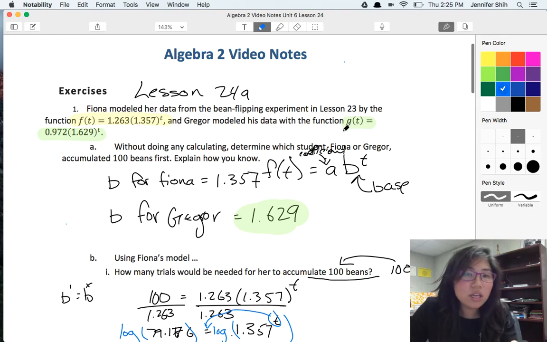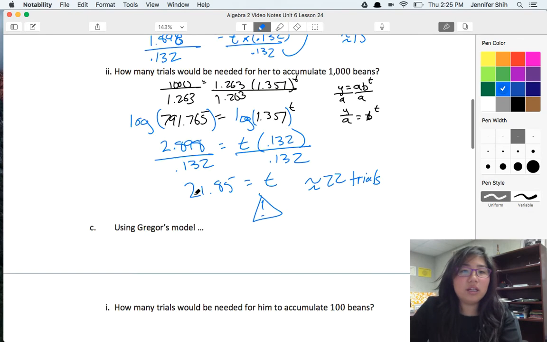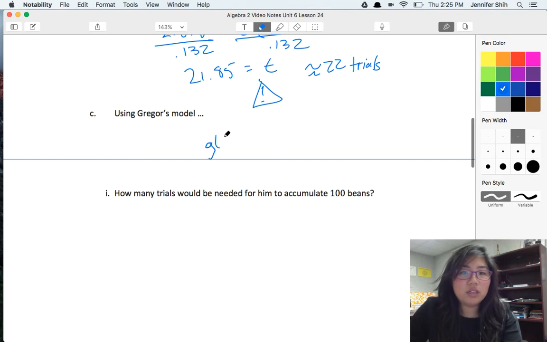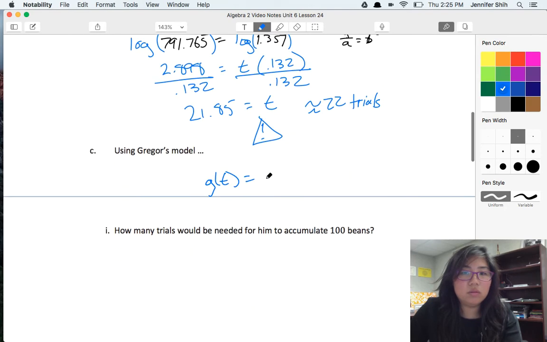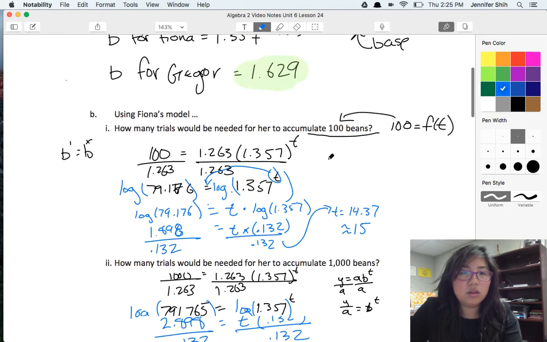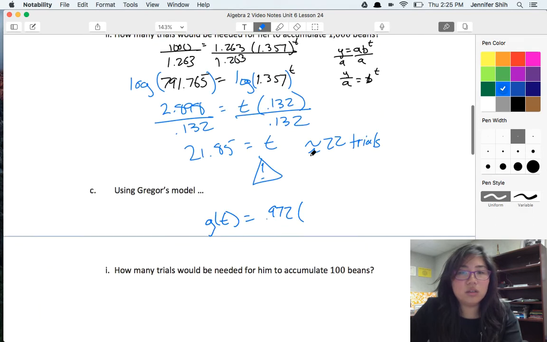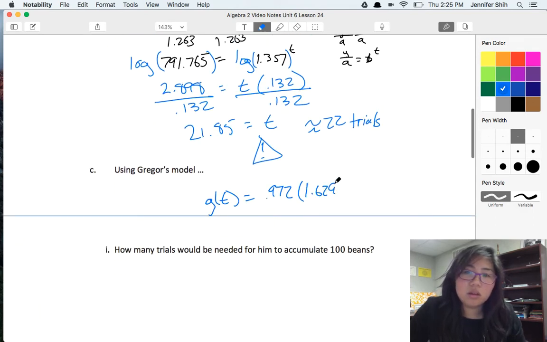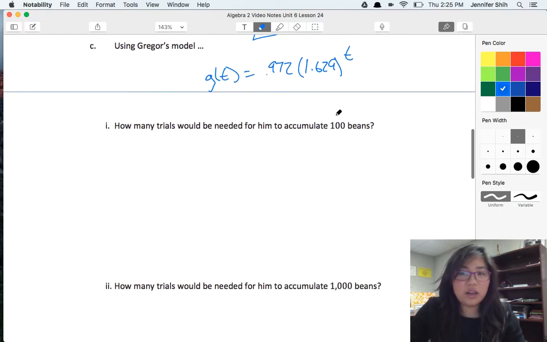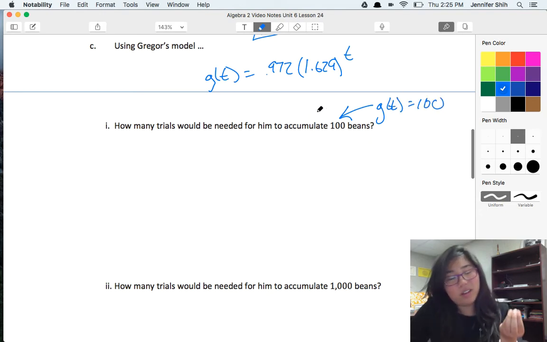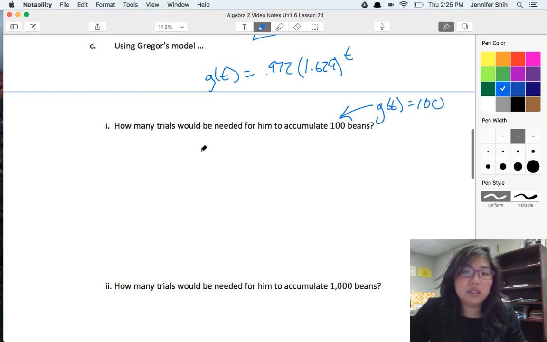Let's take Gregoire's equation and actually calculate it. So I need to rewrite it again. G of t is equal to 0.972 times 1.629 to the t power. Okay. Just like with Fiona, we want to find 100 beans. That means G of t is going to equal 100. It means our y value is going to equal 100. So let's set 100 equal to 0.972 times 1.629 to the t.